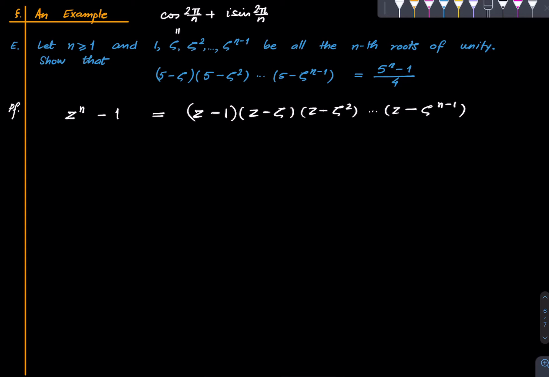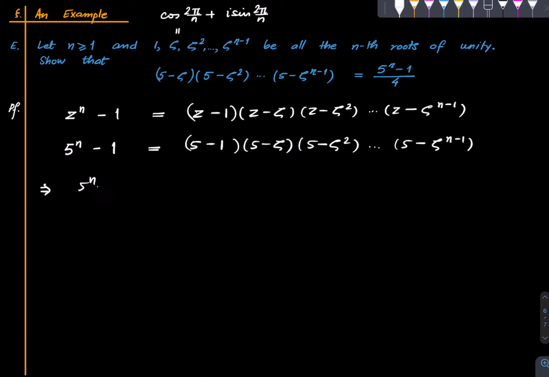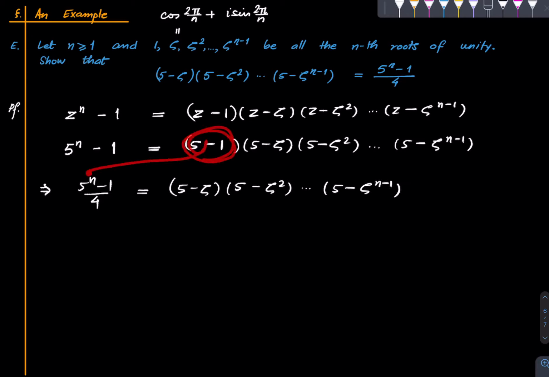So now all we do is we substitute 5 in place of z on both sides. So we get 5 to the n minus 1 equals 5 minus 1 times 5 minus zeta times 5 minus zeta square, dot dot dot, 5 minus zeta to the n minus 1. And that shows us that 5 to the n minus 1 divided by 4 is equal to what we wanted to calculate. Right, this is basically, we took this down, that's all. So that is one way.